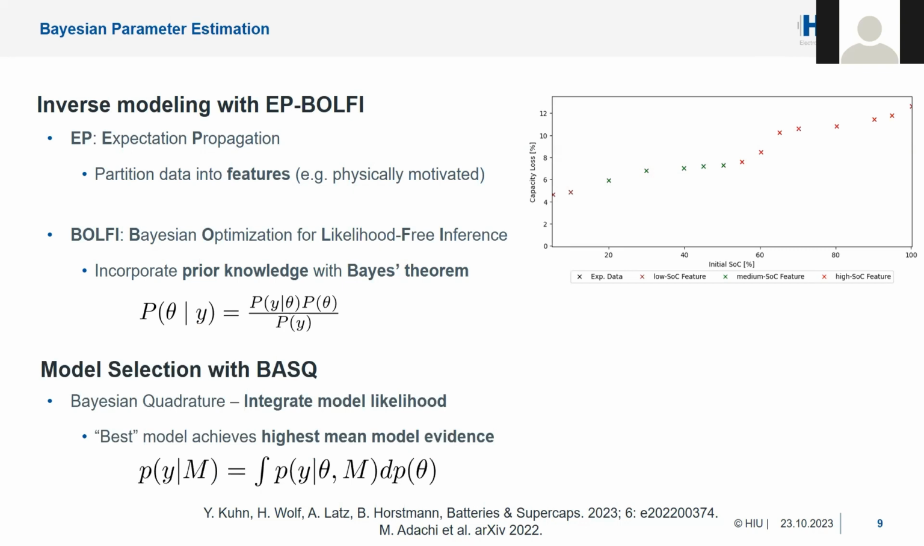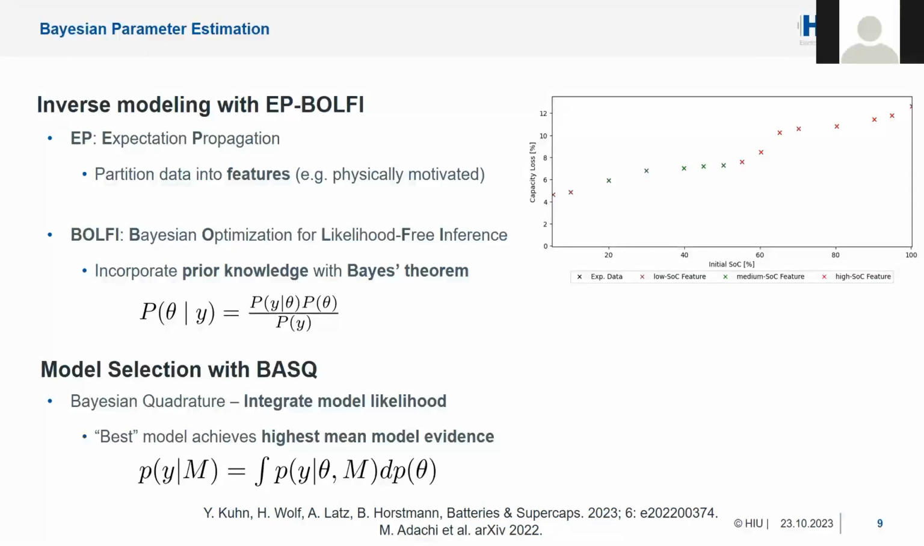The second algorithm we use for model determination is BASC, which has been proposed by David Howey and collaborators. They propose to use the model evidence, so the integration of the model likelihood with respect to all possible parameters, to get this characteristic.